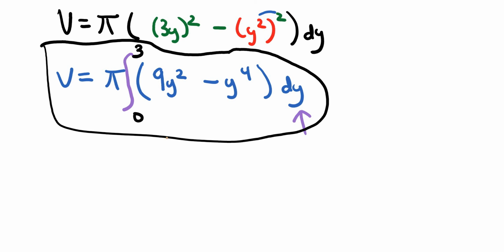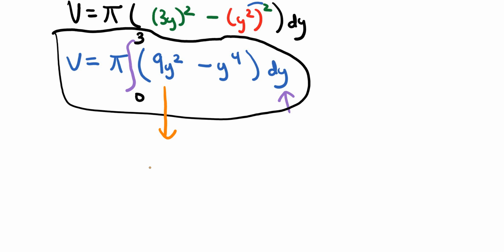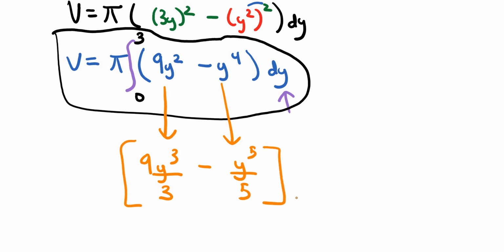Okay, so now I can finally take my antiderivative here. Sorry, this question is taking a little bit longer than I thought, so I do apologize for that. So let's go ahead and take the antiderivative there. So raise 2 by 1, which is 3, then divided by 3, minus, and that's going to be y to the power of 5 divided by 5, square brackets, and I'm going from 0 to 3, and then there's a pi in front, and volume equals that.